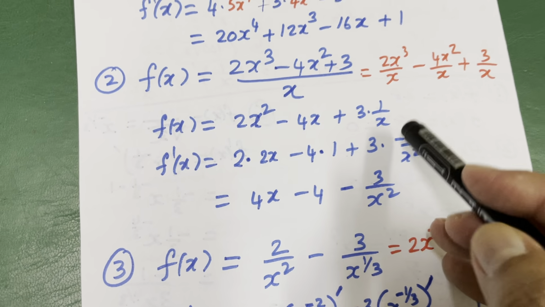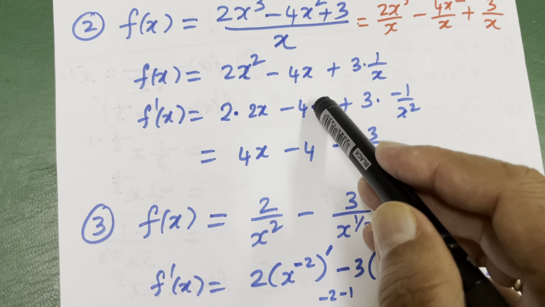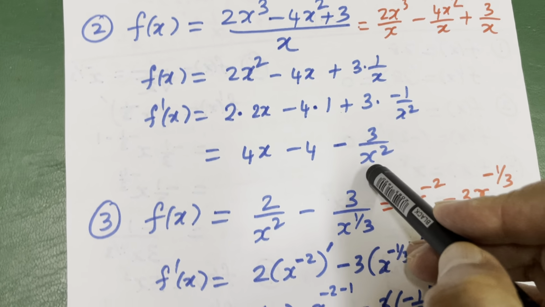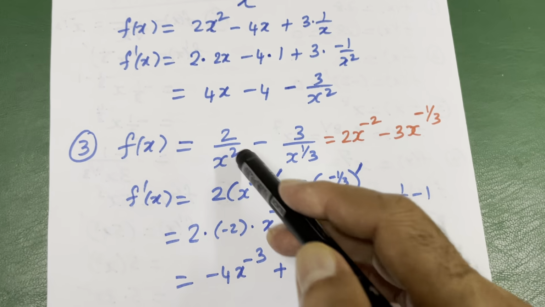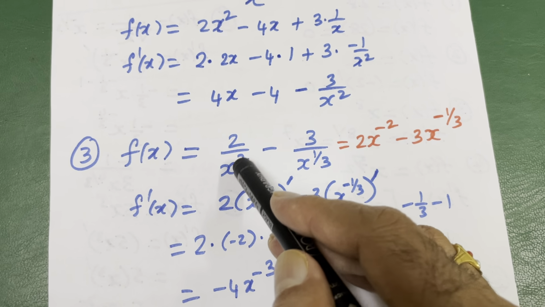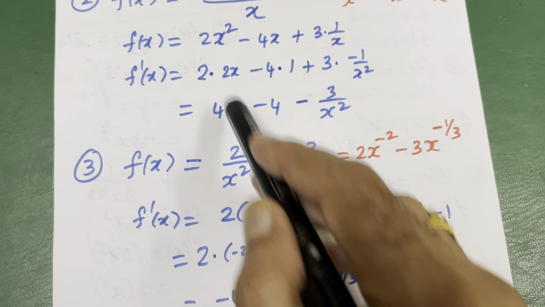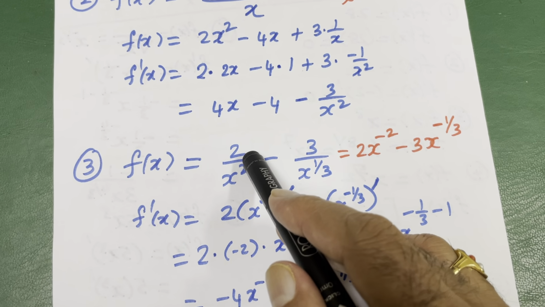So the answer is 4x, 4 multiplied by 1 is 4, minus 3 over x squared. Let us do one more, 2 over x squared minus 3 over x cubed. We don't have a formula when x is in the denominator. x should be in the numerator, then only can we apply our formula.